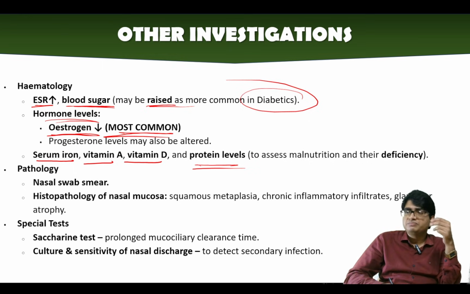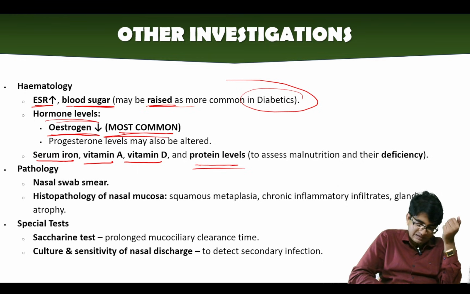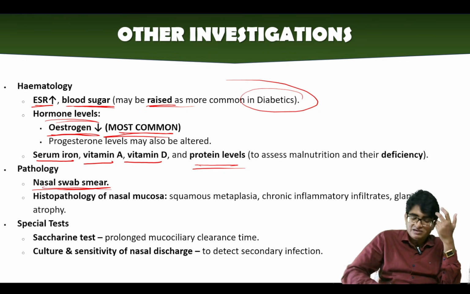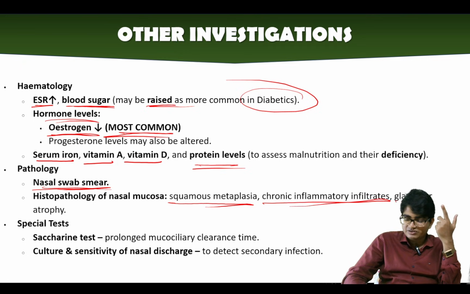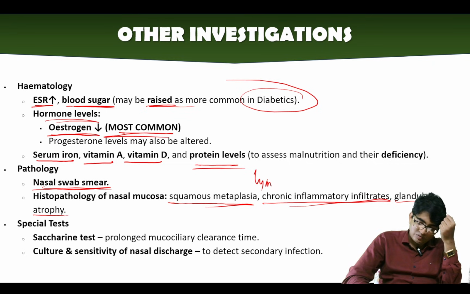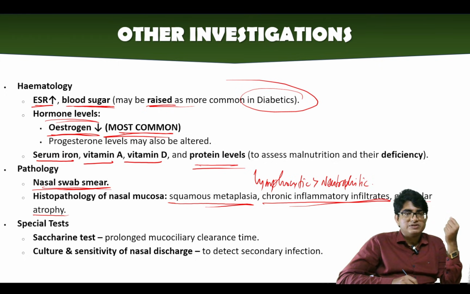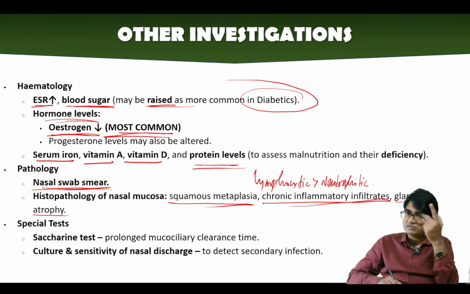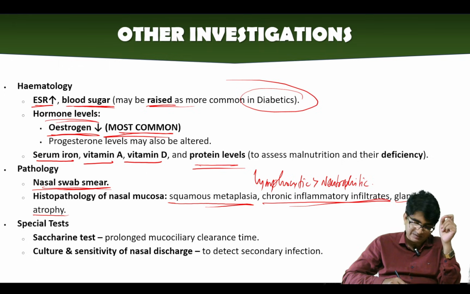Coming to the pathology, we will go on and do a scrap biopsy or nasal swab smear, and on histopathological examination there will be squamous metaplasia, chronic inflammatory infiltrates, glandular atrophy. No doubts in that. Okay, so the chronic inflammatory infiltrate will be mostly lymphocytic infiltrates as well as neutrophilic infiltrates. Correct? Okay. Eosinophilic infiltrates are seen in allergic rhinitis, not in atrophic rhinitis. You have to remember this point also.